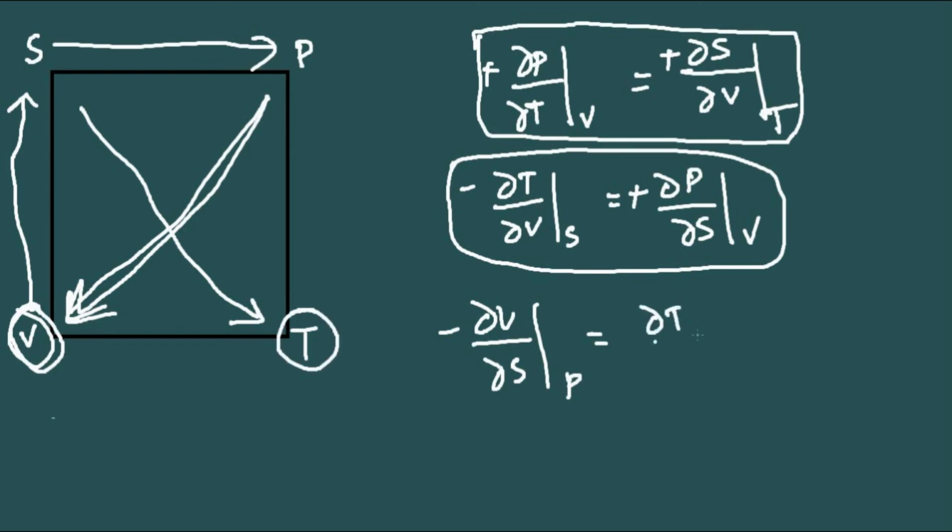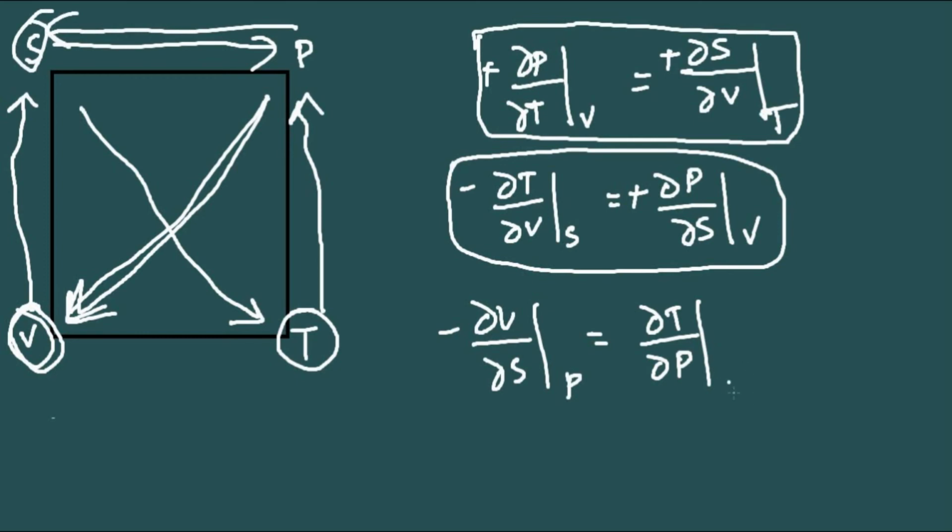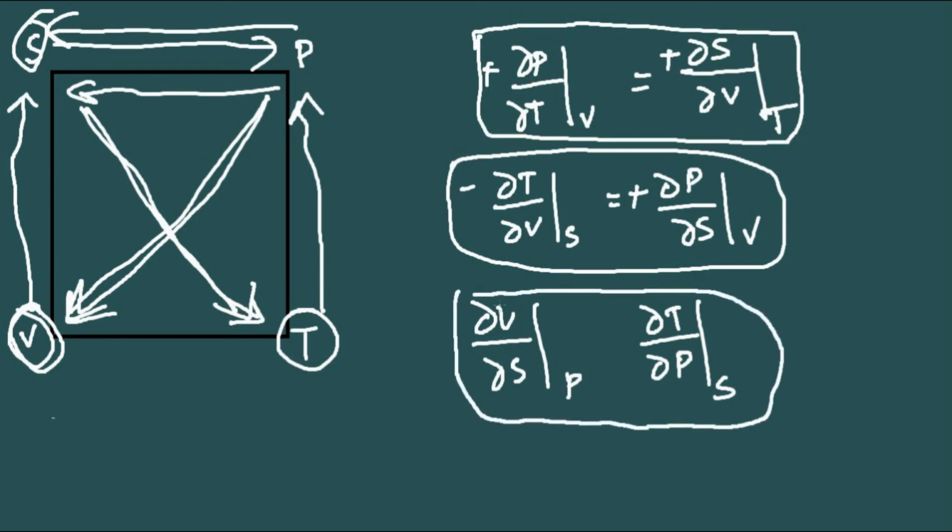So del T del P at constant entropy. Now you can see that I went from T to P followed by S. This is also opposite to this arrow, hence I will have a negative on both sides of the equation. So the negative will be cancelled out, and this is the third Maxwell's relation: del V del S at constant P equals del T del P at constant entropy. So next is the last one.